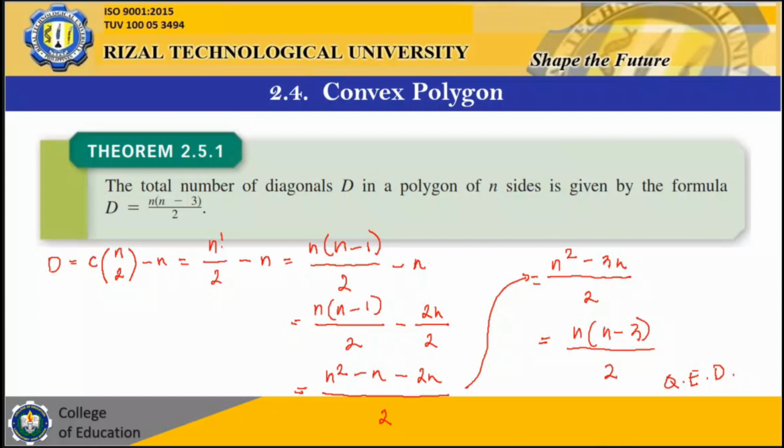Why do we need to subtract n? Because the adjacent vertices cannot make a diagonal. That's why there is minus n in our derivation. So in the next video, we're going to apply this theorem by showing you some examples.